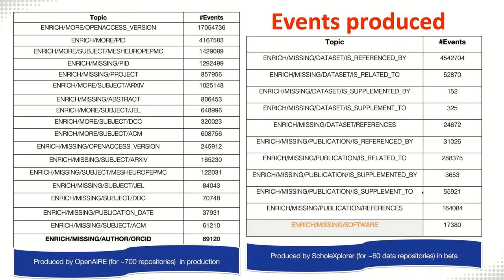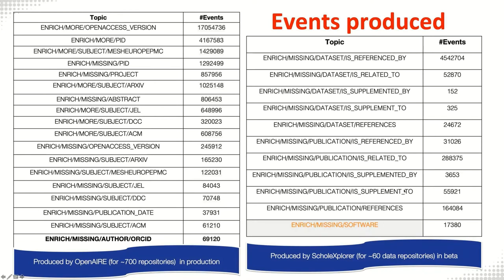As for, well, not today, but up to last month, this table represents the number of events that were built according to each topic. As you can see, the numbers involved here are quite important, and I highlighted the novelty of ORCID events produced for the 700 repositories that were involved in the event generation procedure in the production system, while on the right there are new types of events, mostly related to references between data sets and publications, as well as references between software entities and publications, but they are still available only on the beta system.